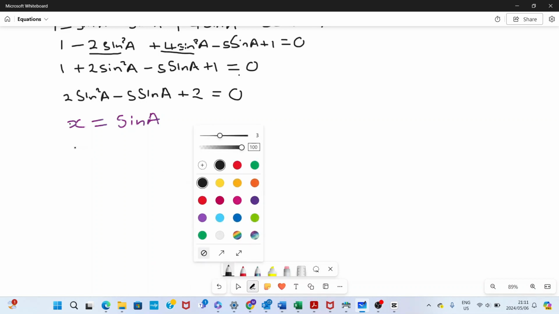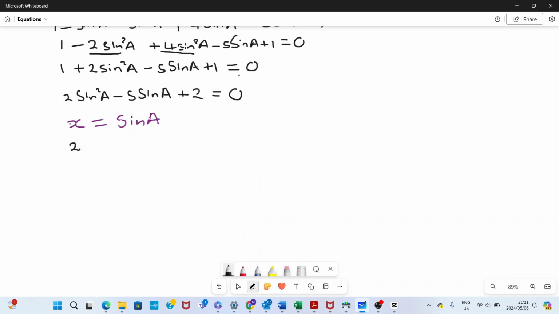So you will have 2x squared, because you are replacing your sine A with x, right? We are just doing this so that you can follow. If you're struggling to follow, then this is going to be 5x plus 2 equal to 0. So now we can just apply factorization. We can just factorize this quadratic equation.